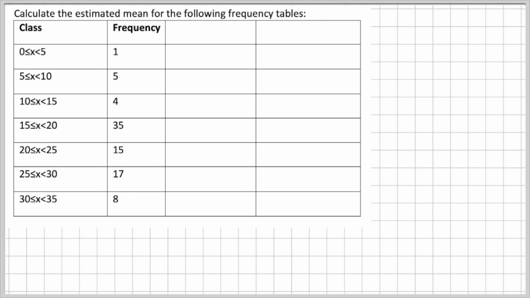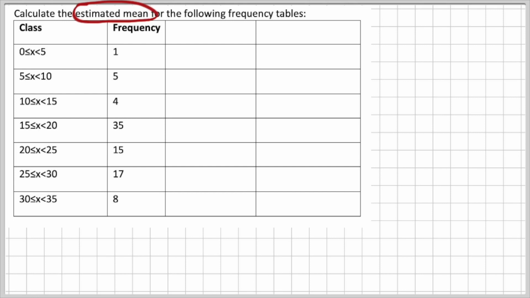The question that they're asking me for is the estimated mean. Why do they use the word estimated? We use the word estimated because we don't really know what the actual data was. We just know there was one kid that got between 0 and 5. There were 5 of them that got between 5 and 10. There were 4 of them that got between 10 and 15, etc.